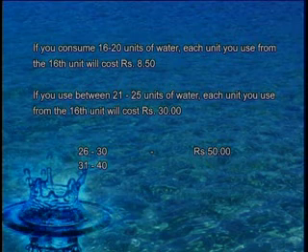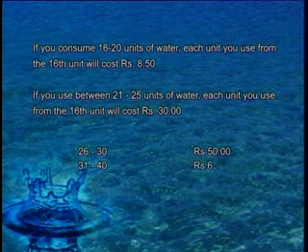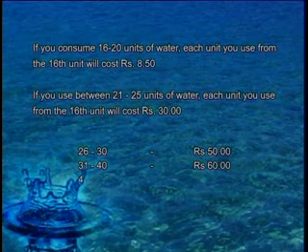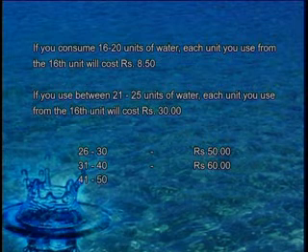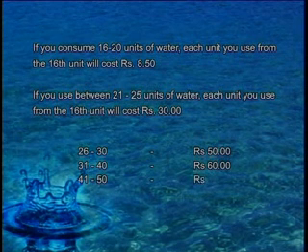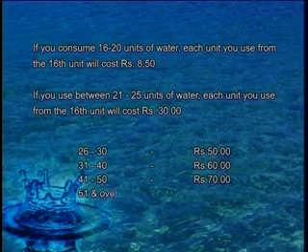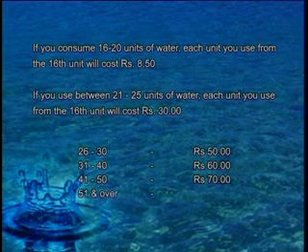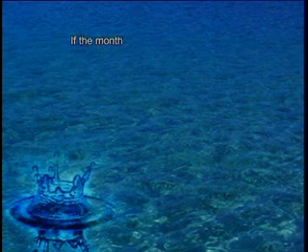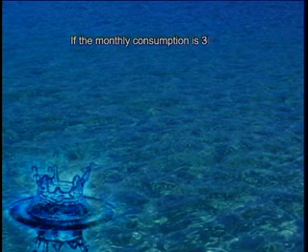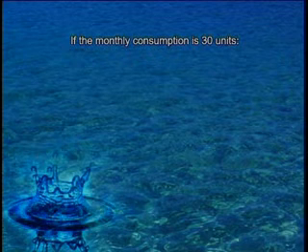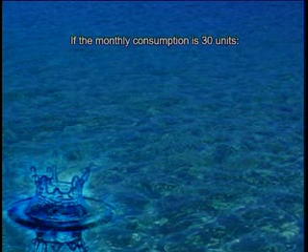From the 31st to the 40th unit, each unit costs 60 rupees. From the 41st to the 50th unit, each unit costs 70 rupees. For the 51st unit and over, each unit costs 75 rupees. Let's now look at the water bill of a household that consumes 30 units of water.